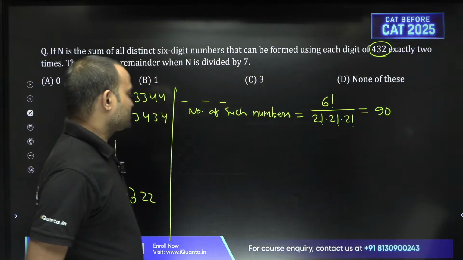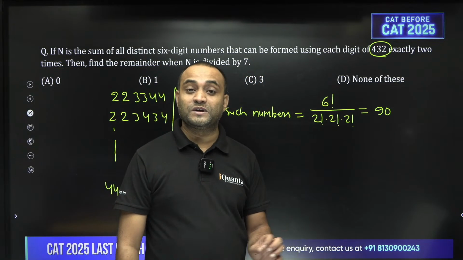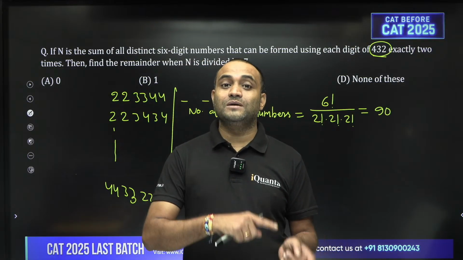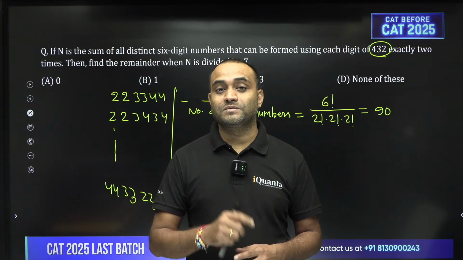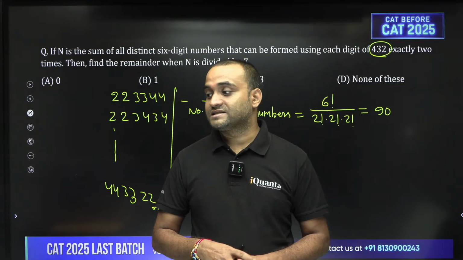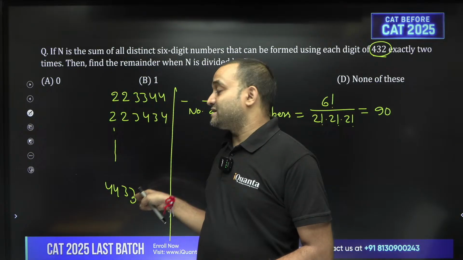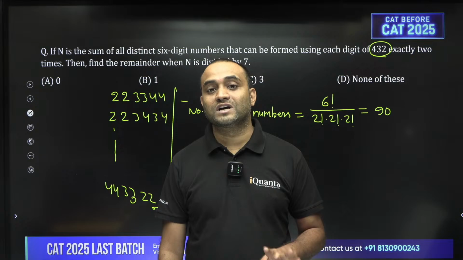Now think about this. At the unit place, 90 digits will be there. Out of those 90 digits, 2 will come 30 times, 3 will come 30 times, 4 will come 30 times, right? And same for every other place. At the tens place, 2 will come 30 times, 3 will come 30 times, 4 will come 30 times.